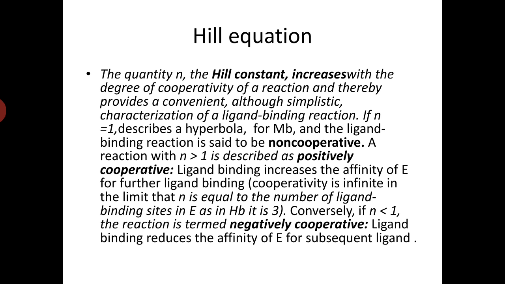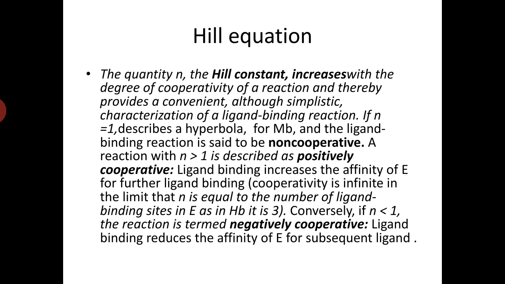This n is called the Hill constant. It increases with the degree of cooperativity of a reaction, meaning how one ligand being attached will promote, inhibit, or leave unaffected the binding of another. That kind of property is represented. If n is equal to 1, we have a hyperbolic curve, as in the case of myoglobin, which we discussed previously. There is no cooperativity, meaning once a ligand is attached, it does not affect the binding of another ligand. It remains as such.